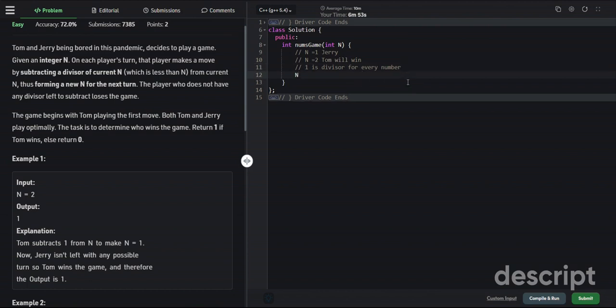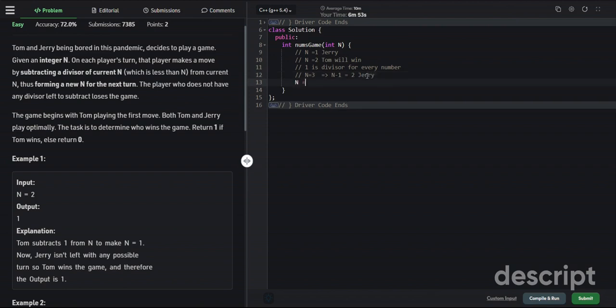So similarly, you can consider n as 3. Now what can Tom do? Since n is 3, Tom has no choice but to remove the divisor 1 only. So this converts n to n minus 1, that is 2. Now when n was 2, Tom was winning. But now Tom has reduced n equals 3 to 2. So now it's in Jerry's favor. So Jerry should be winning.